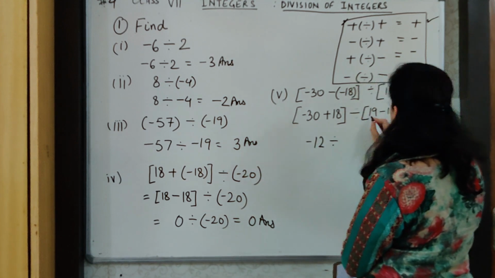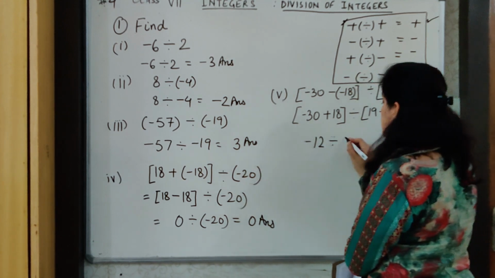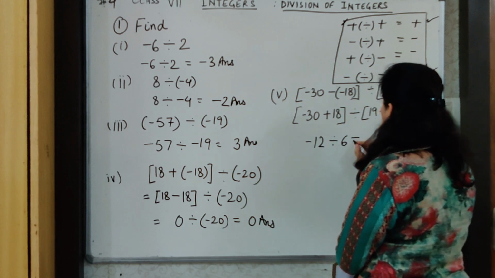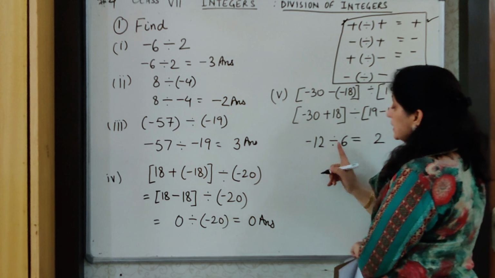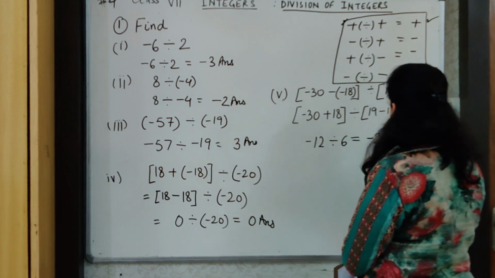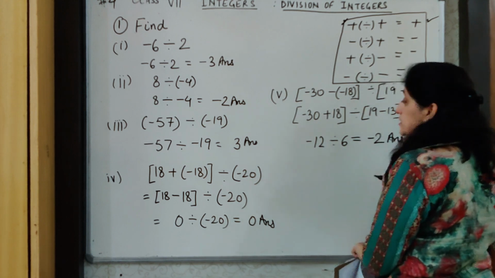Minus 12 divided by 19 minus 13, which is 6. Now when we divide 12 by 6, we get 2. One is negative, one is positive. So my answer will be a negative integer.